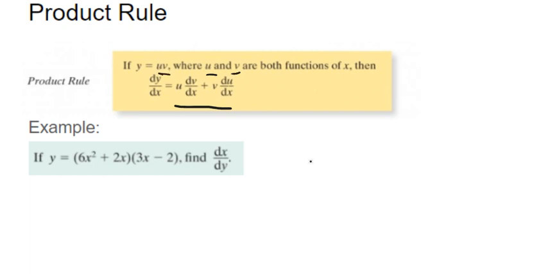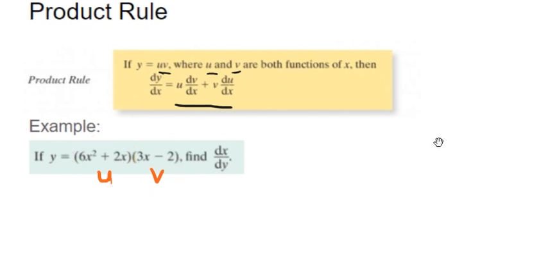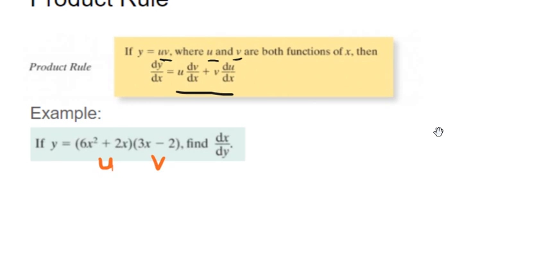So if u times v, so sort of when they're being multiplied. We're just going to call one of the things u, and we're going to call the other one v. So we're just going to call 6x squared plus 2 u and 3x minus 2 v. So for the purposes of this question, that's u, that's v. And then it's pretty straightforward from there.